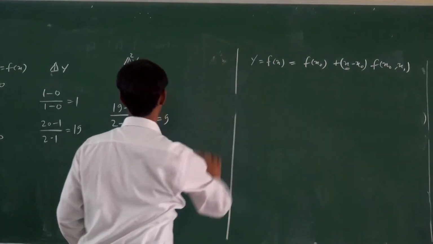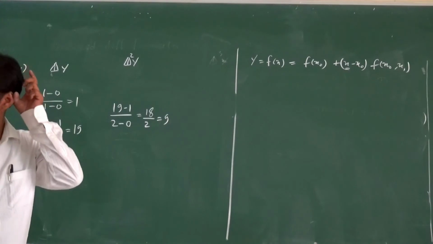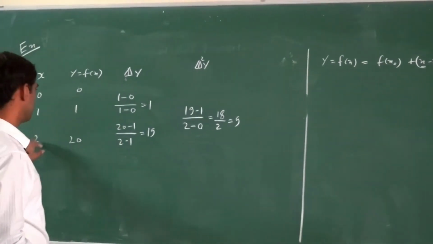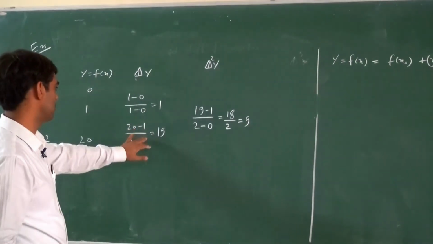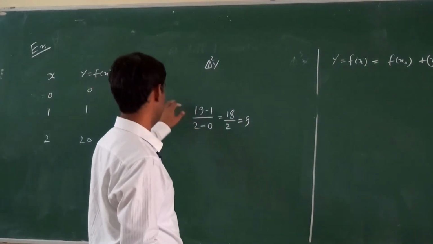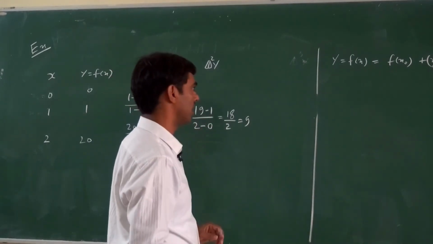So only the second order divided difference is needed. First, 1 minus 0 divided by 1 minus 0. The second one is 20 minus 1 divided by 2 minus 1. 20 minus 1 is 19, 2 minus 1 is 1. So this one is 19 minus 1, 18, divided by 2 minus 0.